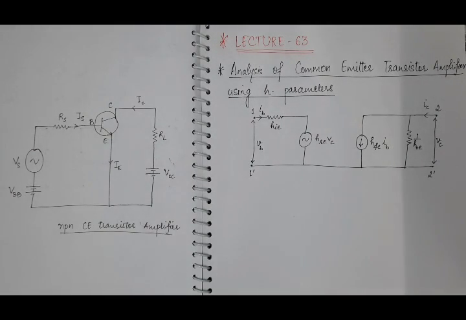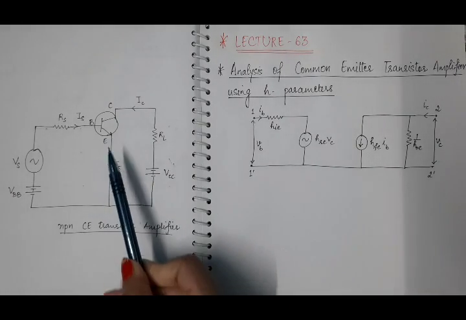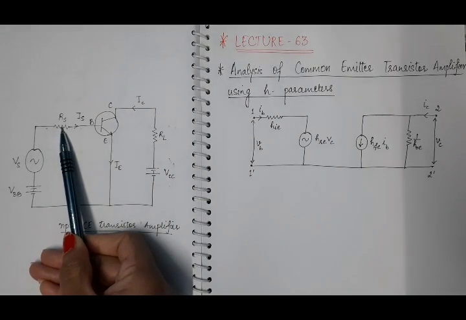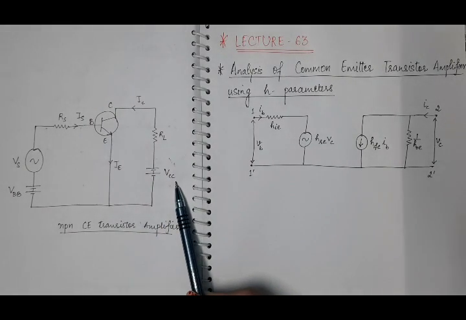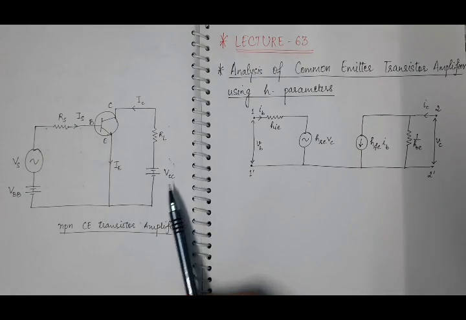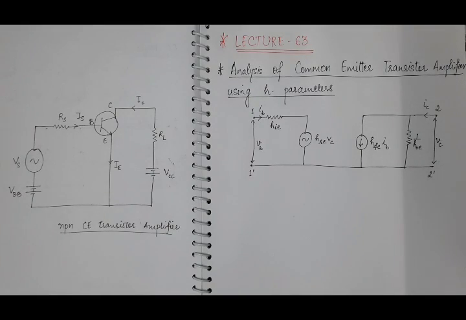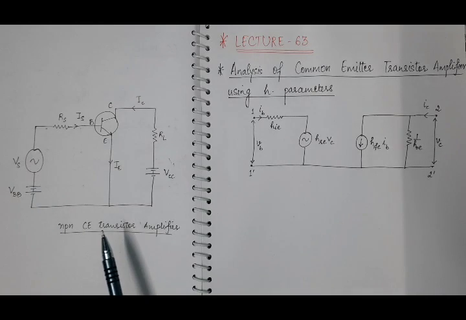So first of all, consider the NPN common emitter transistor amplifier. Here we have the circuit diagram. This is a common emitter NPN transistor, where RS is the source resistance, RL is the load resistance, VCC is the voltage which is reverse biasing the output circuit, and VBB is the voltage which is forward biasing the input circuit, that is the base emitter circuit. And this Vs is the source voltage of this common emitter transistor amplifier.